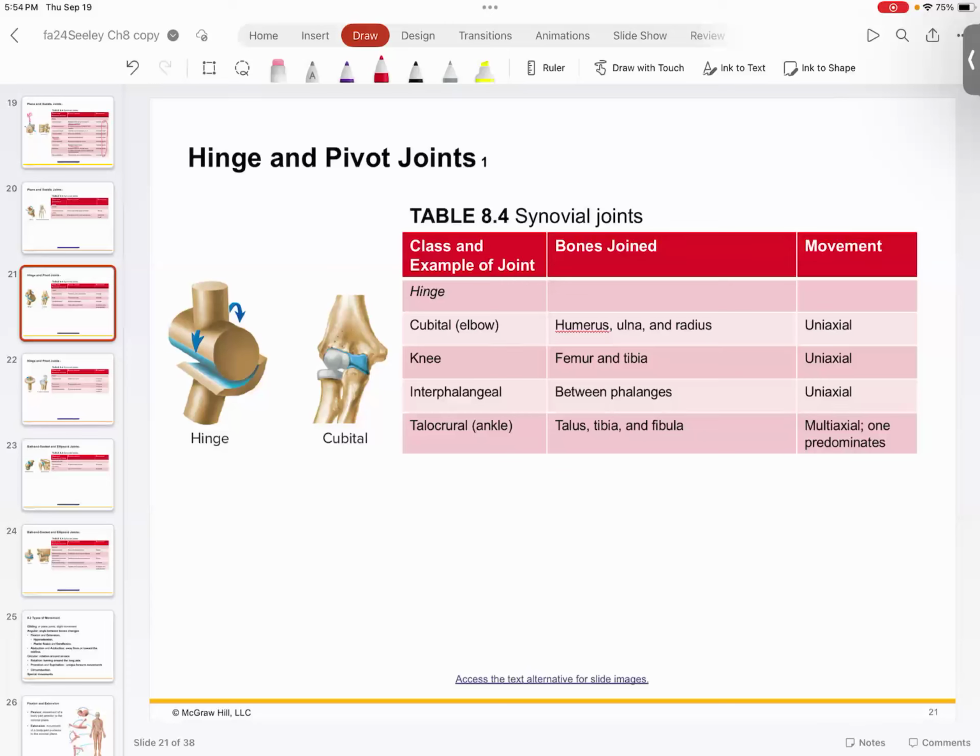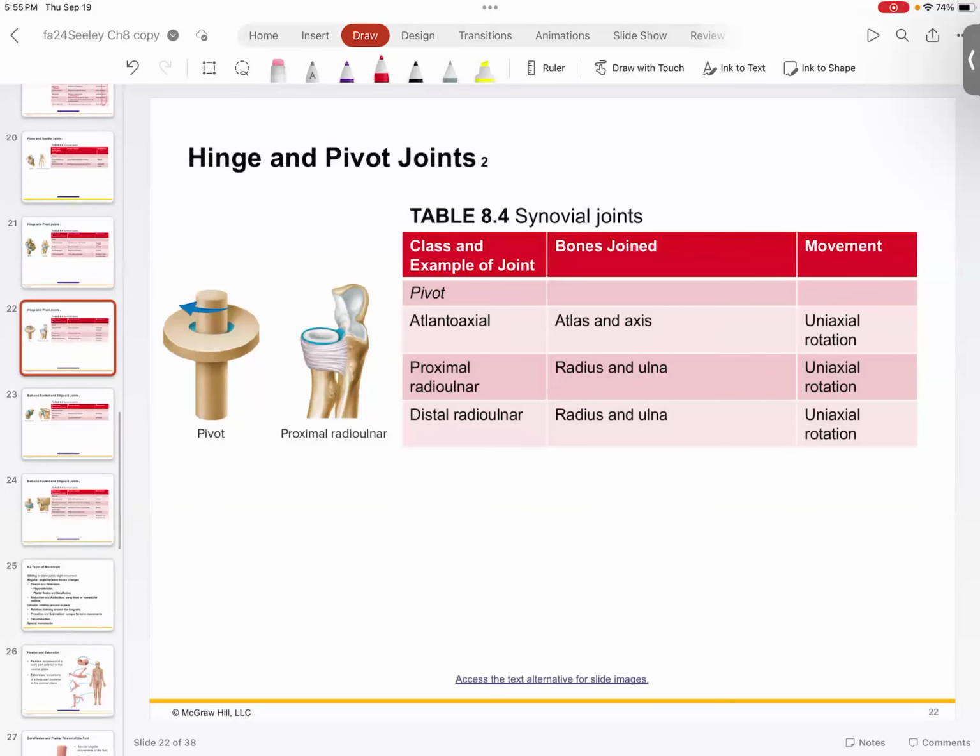So how about the hinges? The hinges are easy. It's like your elbow, right? These are only going to be moving in one direction, so they're uniaxial in nature. The elbow is the biggest one. You're just moving up and down, and that's pretty much it. So it's a single hinge. Your knee is a hinge. The interphalangeal movements are hinges. And so those are all types of hinge joints.